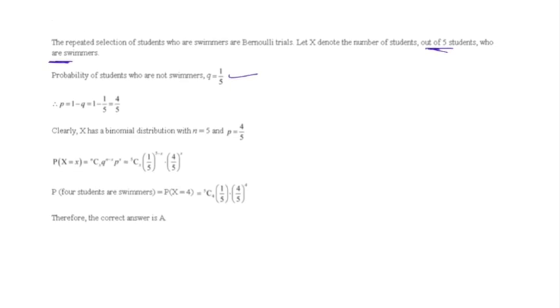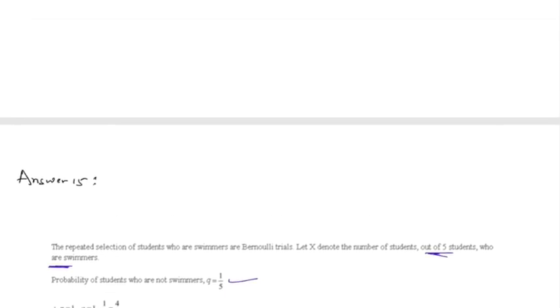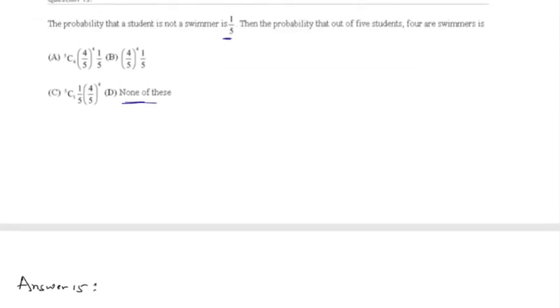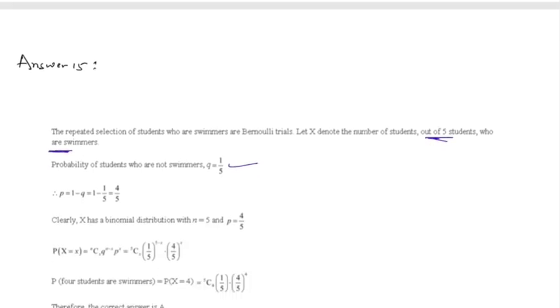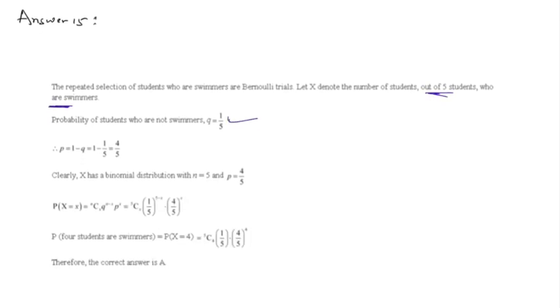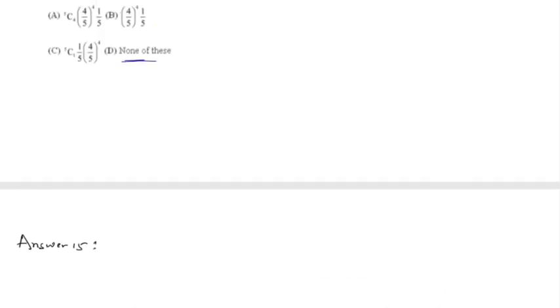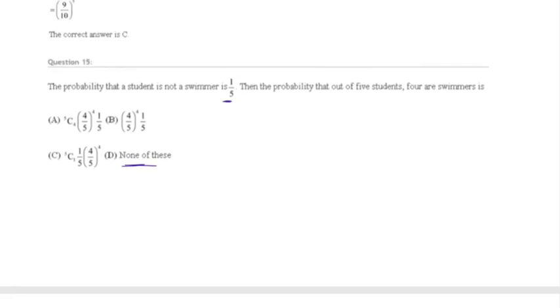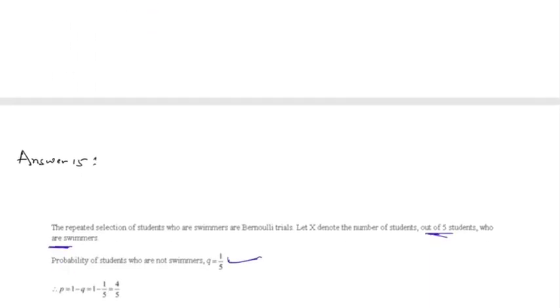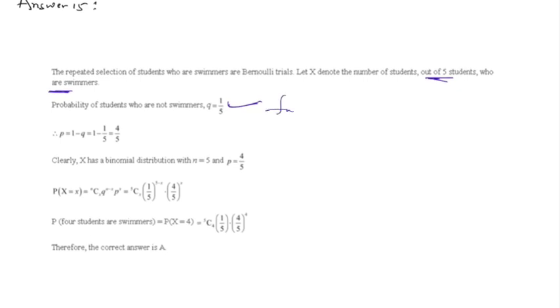So let's see here. What is the question exactly? The probability that a student is not a swimmer. Not a swimmer is given as 1 by 5. What do we have to find? Swimmer will be the success. Our question is the probability that out of 5 students 4 are swimmers, so we have to find swimmers. So swimmer is success, Q is failure here, and P is success, right? So clearly X is a binomial distribution, n equals 5 and P equals 4 by 5.